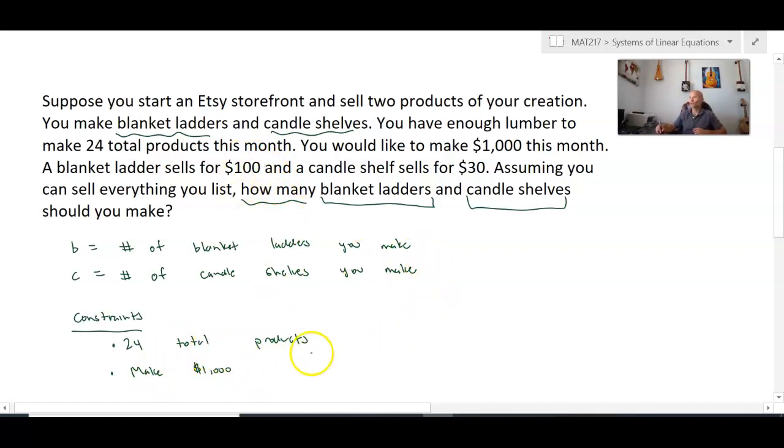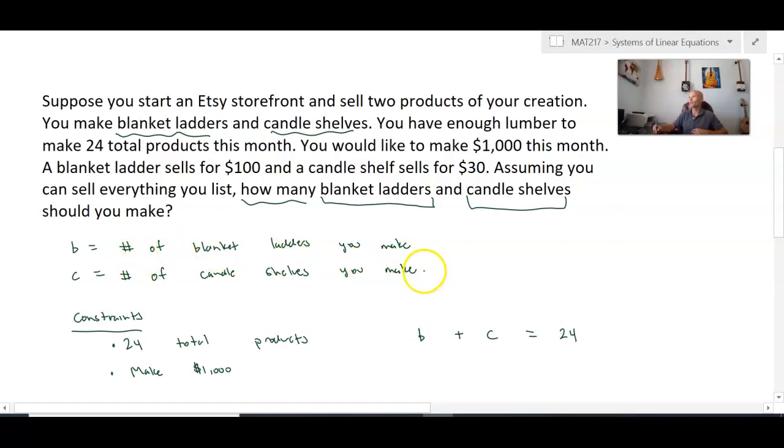So to make 24 total products, let's think about this. The number of blanket ladders you make plus the number of candle shelves you make have to add up to 24. So B plus C has to equal 24. Okay, B plus C. Literally, we could read this as a sentence.